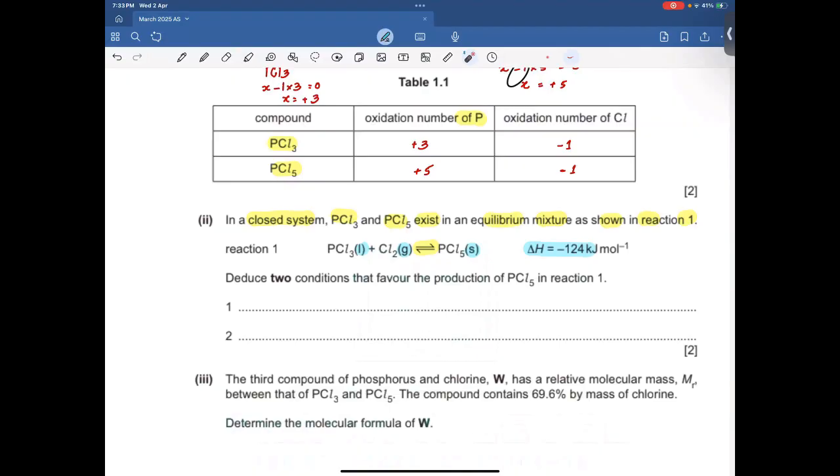Okay, now the question is, deduce 2 conditions that favor the production of PCl5 in reaction 1. According to Le Chatelier's principle, whenever we have an exothermic reaction, and if we decrease the temperature, equilibrium favors the right-hand side, and therefore the production of PCl5 increases. So the first condition would be decrease in temperature.